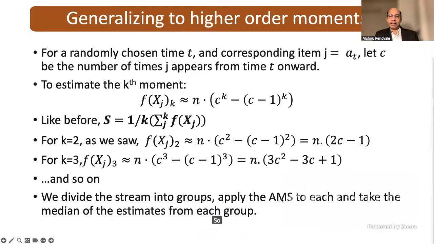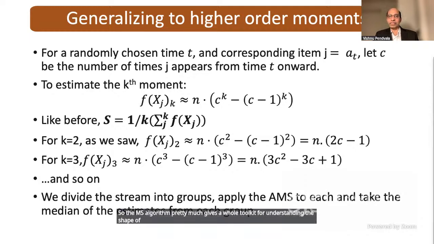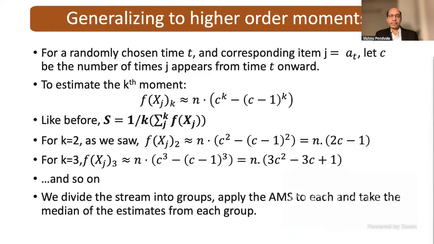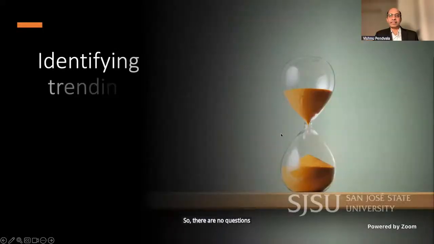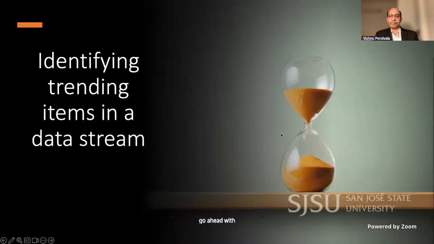The AMS algorithm pretty much gives a whole toolkit for understanding the shape of data distributions in streams. So there are no questions. Let's go ahead with the new problem.